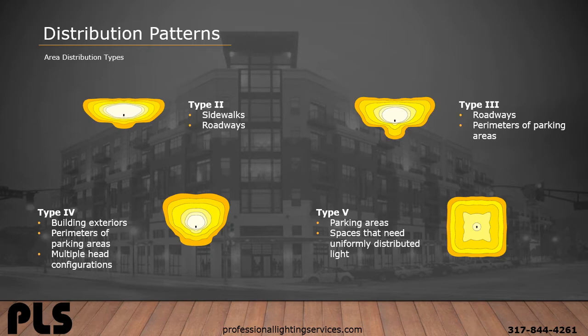Type 5 light fixtures distribute light evenly around all sides of the fixture at 6 times wider than their mounting height. They come in either square or circular patterns and are often used in general parking areas.